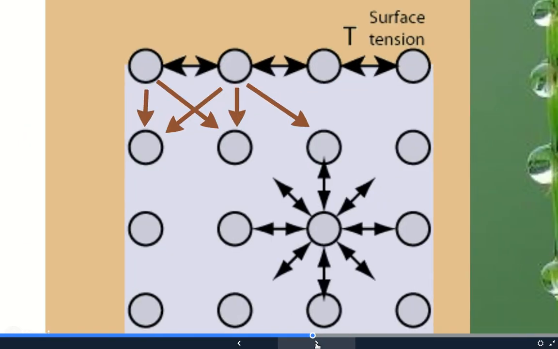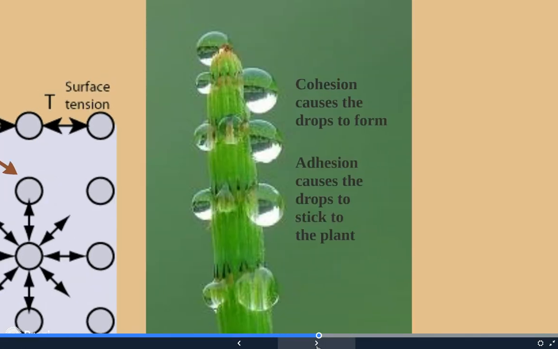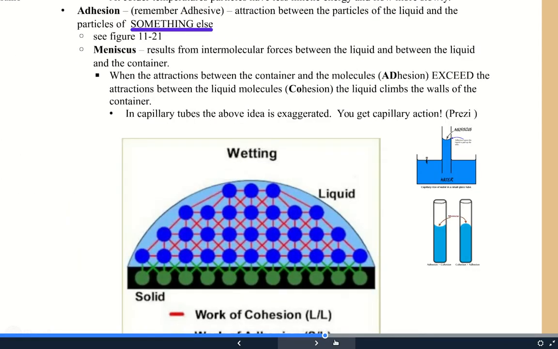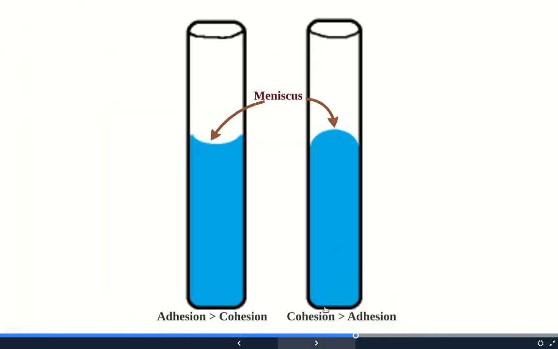All right, so that brings us to just again showing the surface tension, the unbalanced forces. These are all attracted down and across, but not up, and these are attracted in all directions. And these are showing you cohesion causes the drops to form, and adhesion causes the drops to stick to the plant. And remember, there's a surface tension around the outer edge. So cohesion, adhesion, and surface tension are at work on all of these.